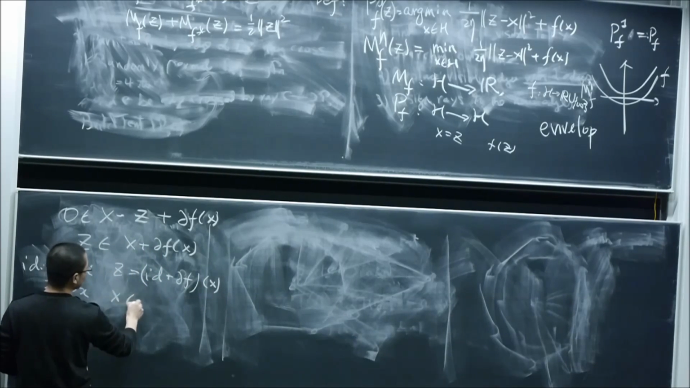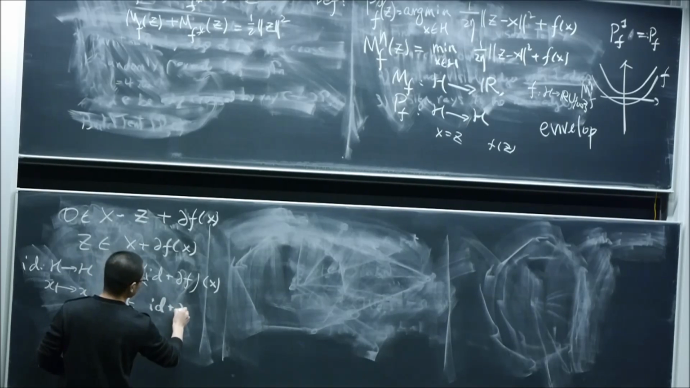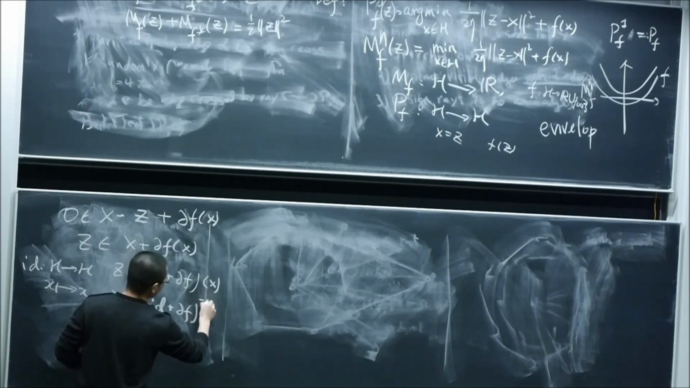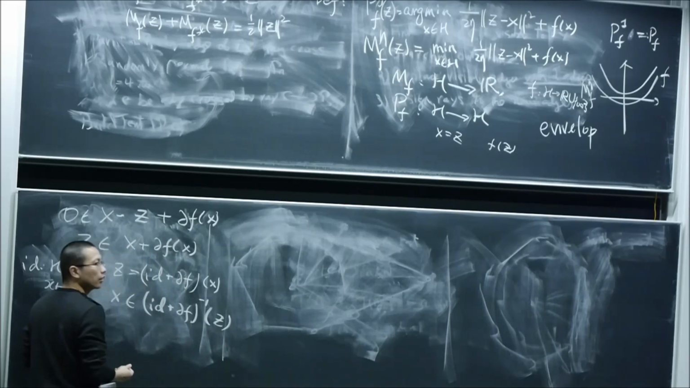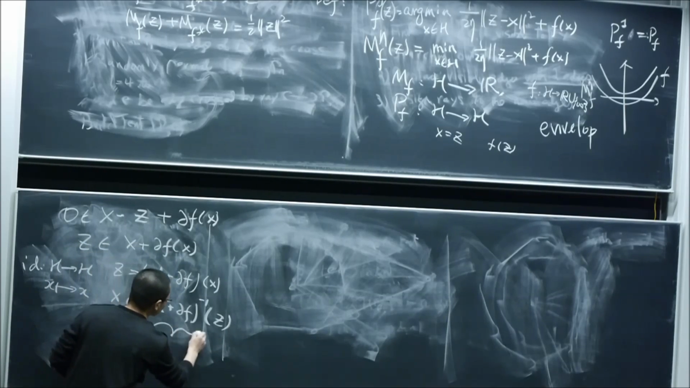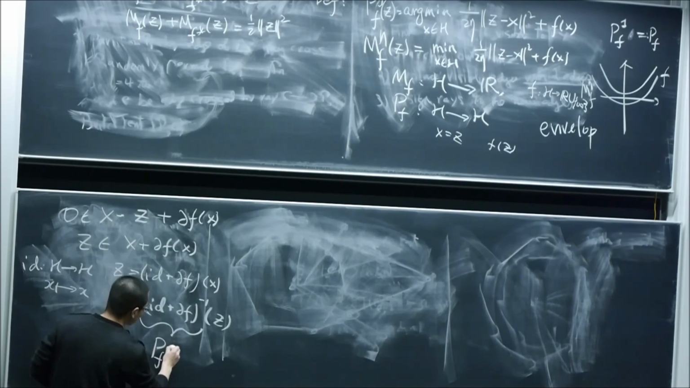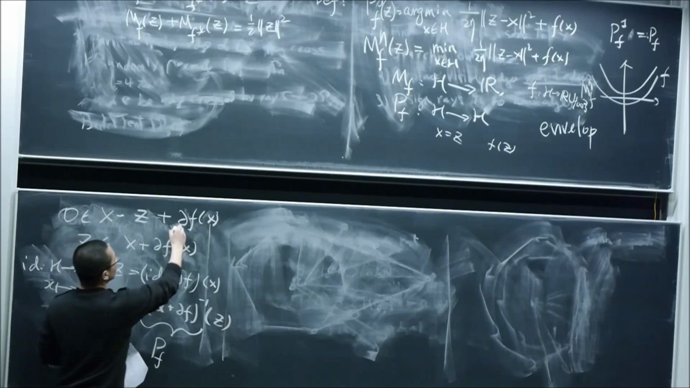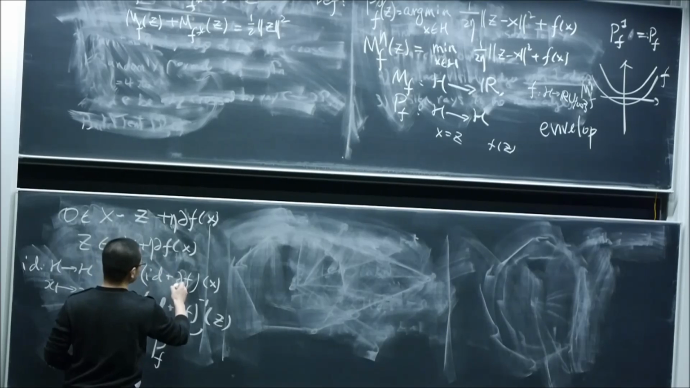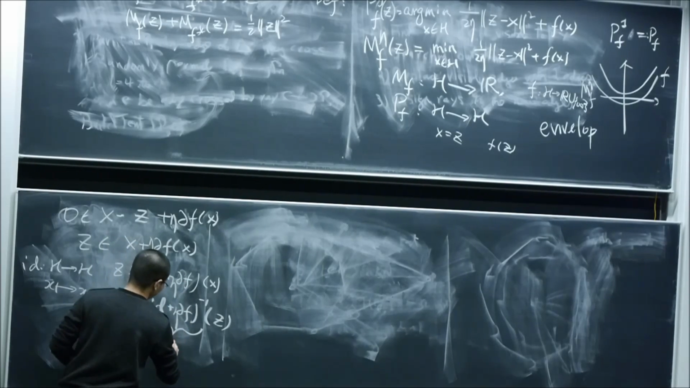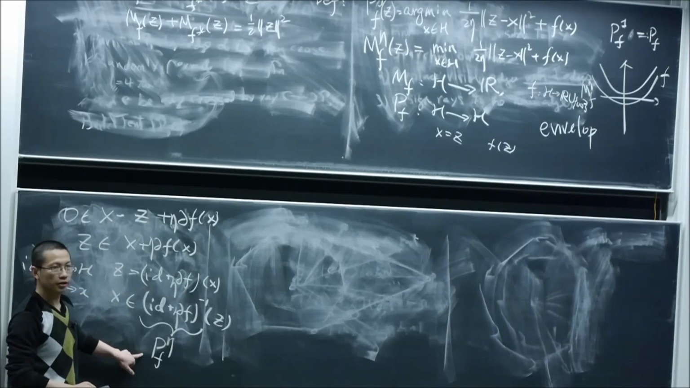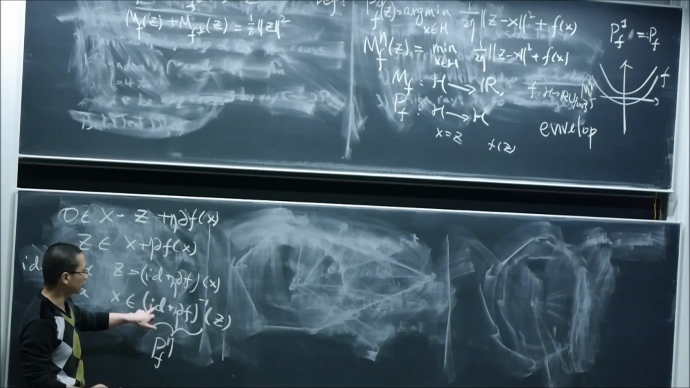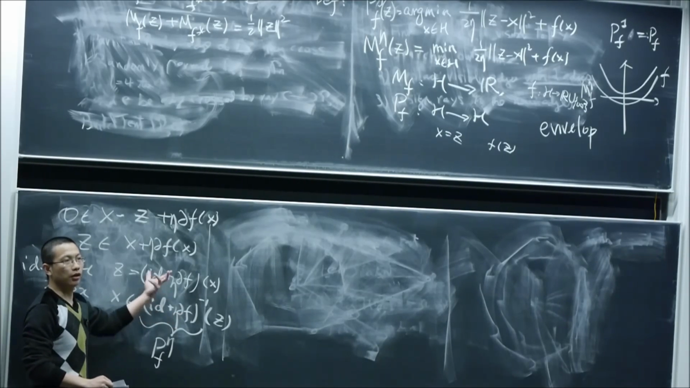Therefore, x is going to be the inverse map of this at z. That's why you will see people sometimes write this as the proximal map, the proximity operator. I missed the eta here. So that's why you see people sometimes write the proximity operator as the identity map plus the subdifferential, and take the inverse.